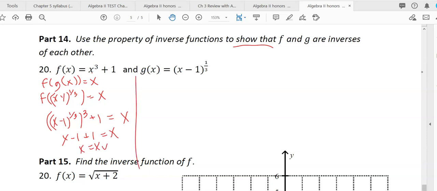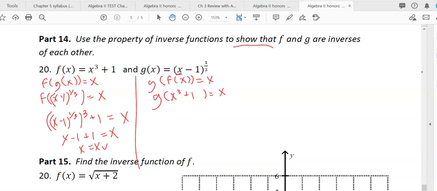I have to compose it the other way as well to prove it. We're showing that it's true. So g of f of x should equal x. It should, in theory, equal x. So let's plug in f of x. f of x is x cubed plus 1.